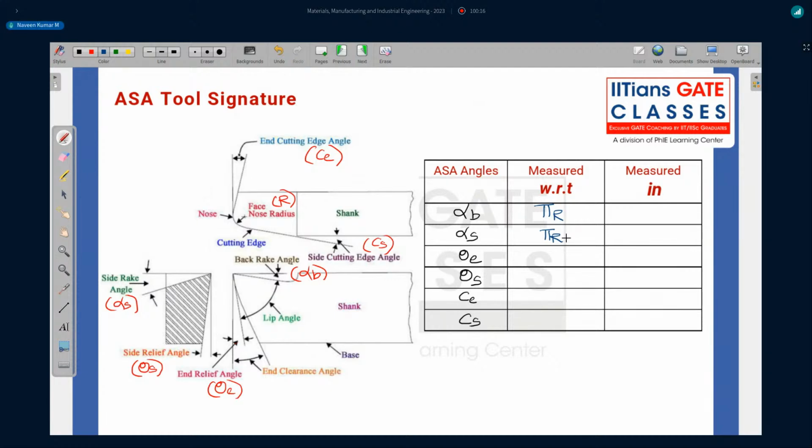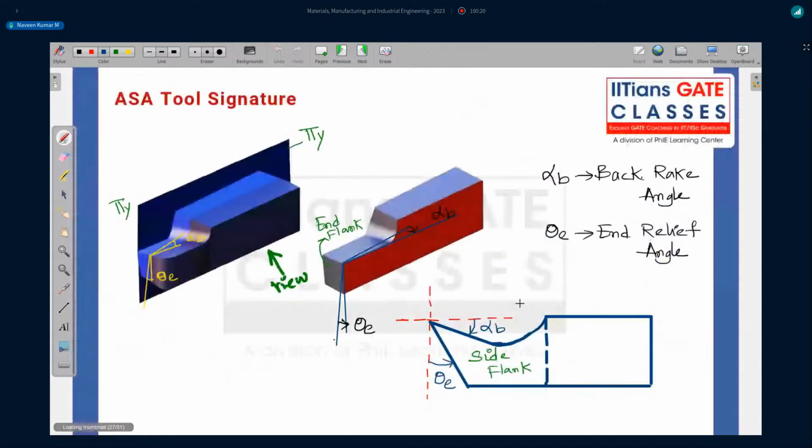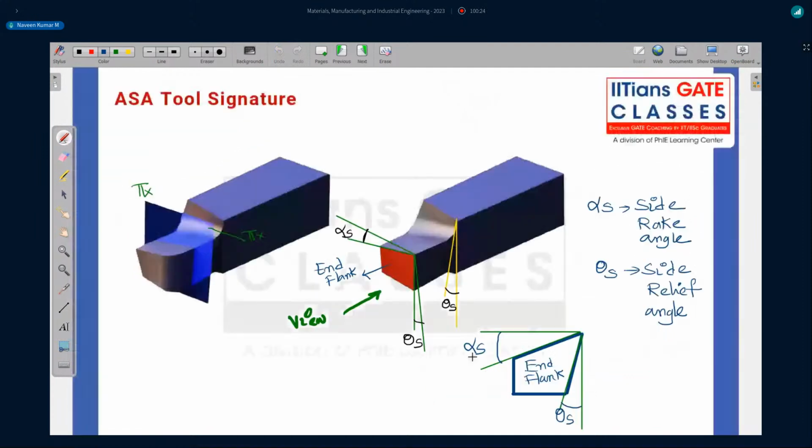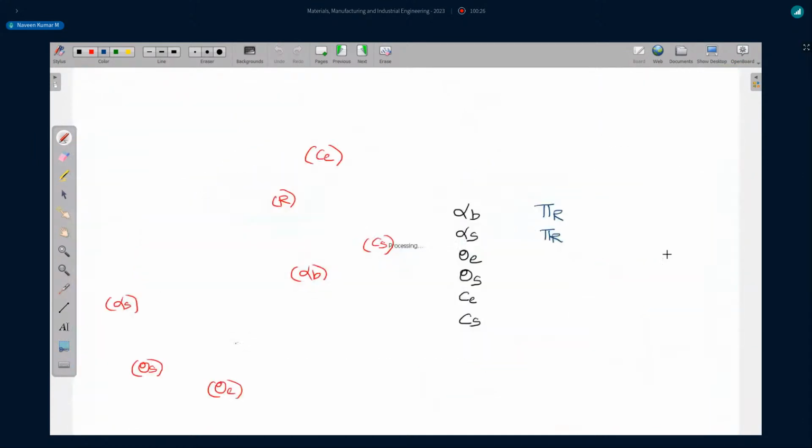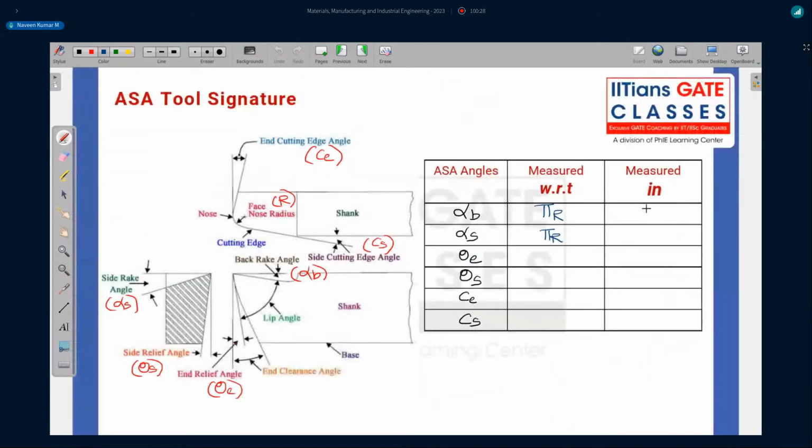Measured in which plane are we getting these angles? Alpha B easily we can write in which plane. Alpha B is in pi y plane, because in pi y plane only we are doing it. And alpha S we are getting in pi x plane, right? So we are getting the angle in pi y plane because we are cutting with pi y plane, and this we are getting with pi x plane because we are cutting with pi x plane and getting the alpha S.